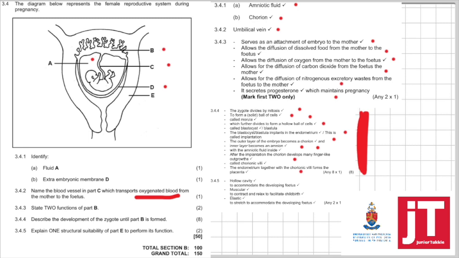3.4.5. Explain one structural suitability of part E to perform its function. Now we're looking at part E. Part E, they're talking about the uterus. You can say it's a hollow cavity to accommodate the developing fetus. You can talk about the uterus being muscular to contract and relax to facilitate childbirth, and it's elastic to stretch to accommodate the developing fetus. That is a nice question, and they're bringing back adaptation questions.